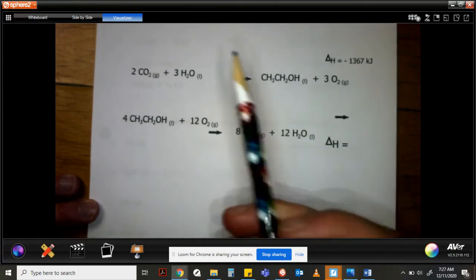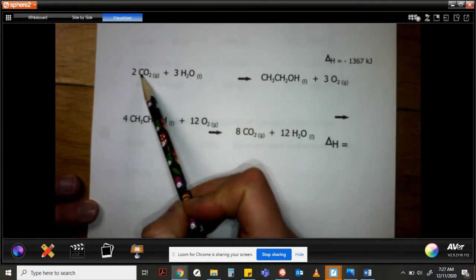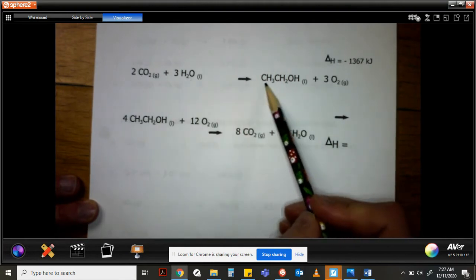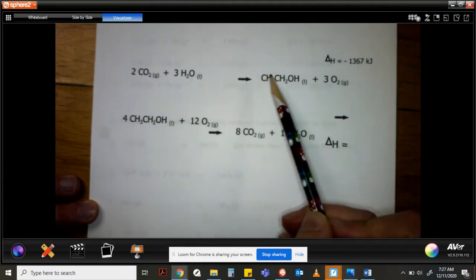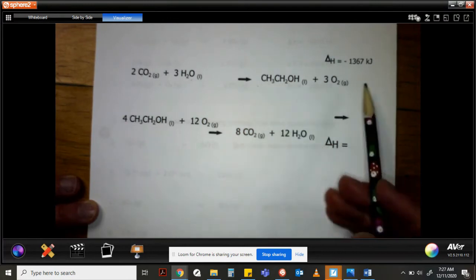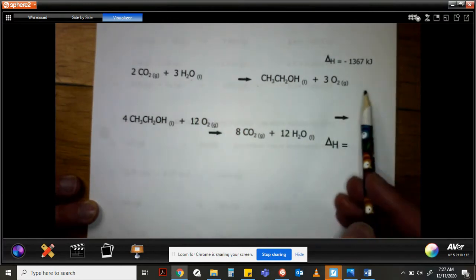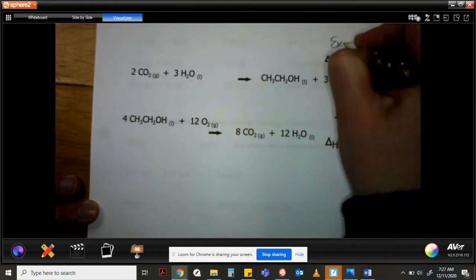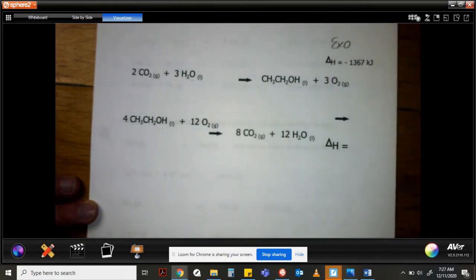So here, we have 2 carbon dioxides, 3 waters, reacting to give us 1 CH3CH2OH. If you're wondering, this is ethanol, plus our 3 oxygens. This is an exothermic reaction. It is negative 1,367 kilojoules.